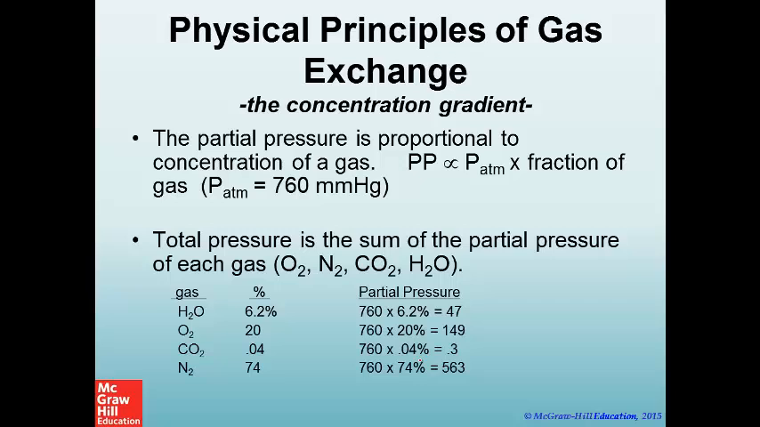So let's talk about the concentration gradient, these physical principles. The partial pressure we know is proportional to concentration. So the total pressure of the gas mixture is the sum of all the partial pressures. So if we assume that these are the percentages, concentration-wise, then that's going to be equivalent to the partial pressure. So the partial pressure of water vapor, the partial pressure of oxygen, the partial pressure of CO2, and the partial pressure of nitrogen.